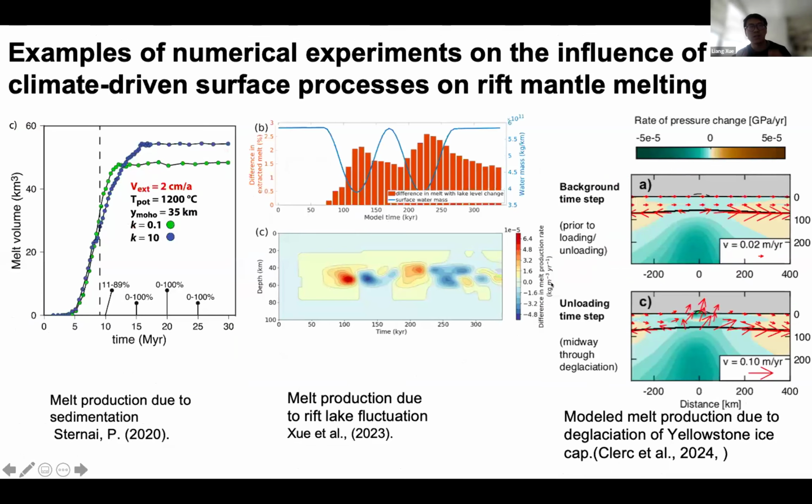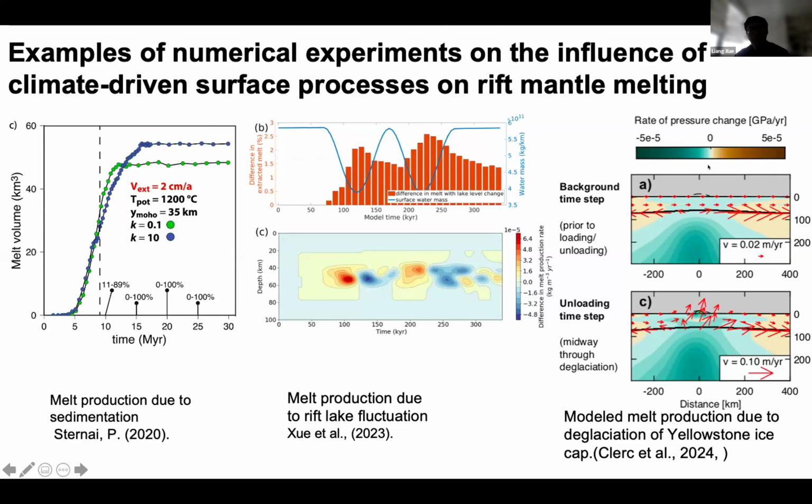So beyond the crustal deformation, climate-driven surface processes can also potentially modify the magmatism during rifting. Continental rift is always associated with volcanism and magmatism. For example, Starting et al. showed that the erodibility in the longer term could modulate the mantle melt. On a shorter timescale, Xue et al. show that the lake level fluctuation has the potential to impact the mantle melting.